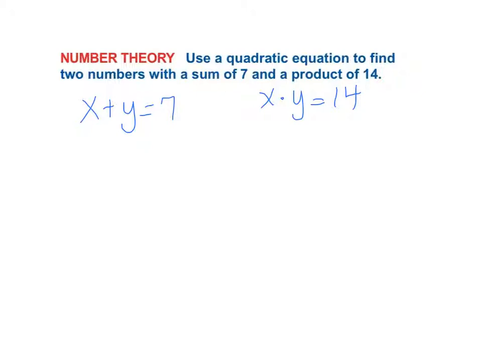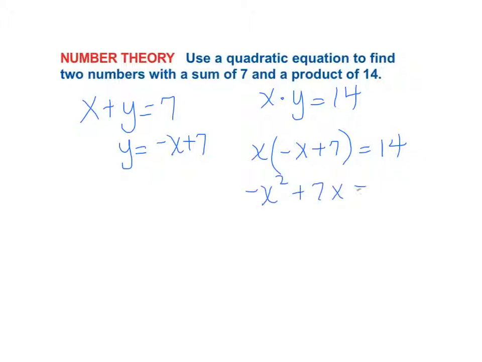But neither one of these looks like a quadratic equation. There's nothing to the second power. So we're going to use the substitution method because they both have to be true. I'm going to solve for y. Y is going to be negative x plus 7. Then I'm going to substitute for the y in the other problem. So I have x times y, and y is negative x plus 7, which gives me negative x squared plus 7x equals 14. Now I want the x squared to be positive, so I would move it to the other side. So I would have 0 equals x squared minus 7x plus 14.